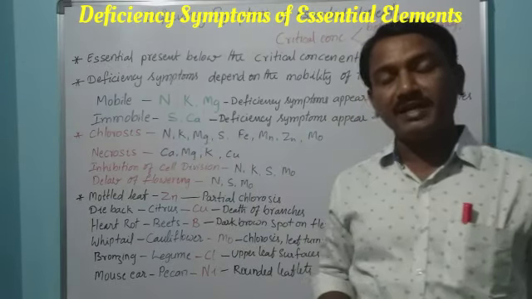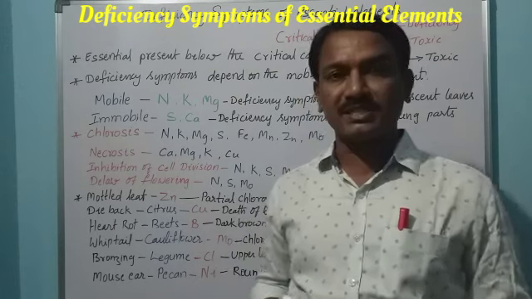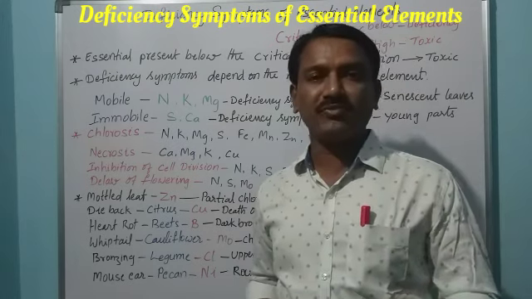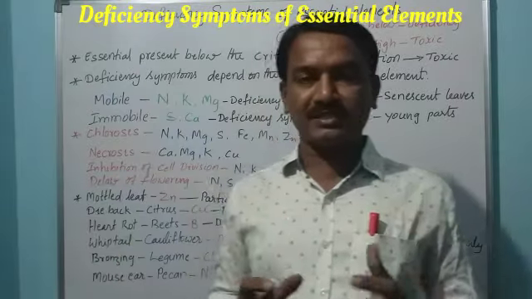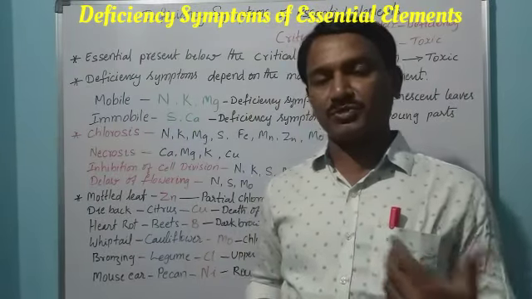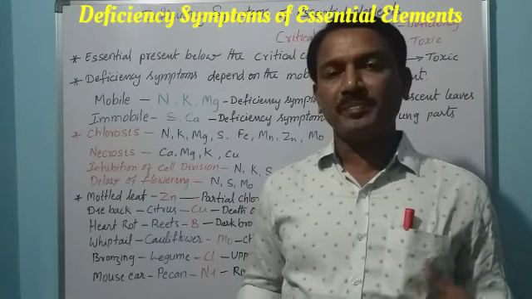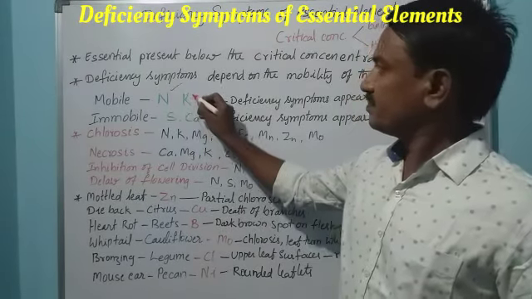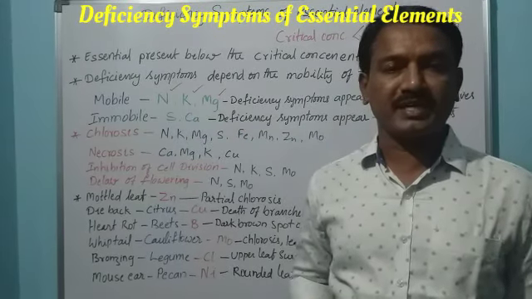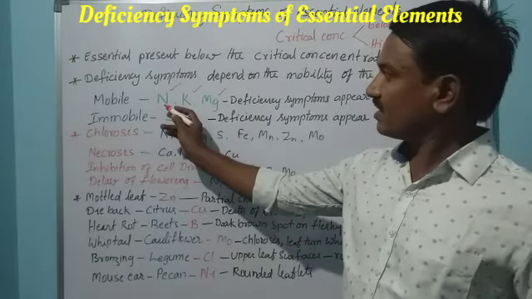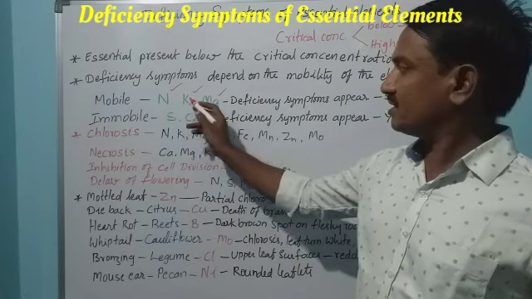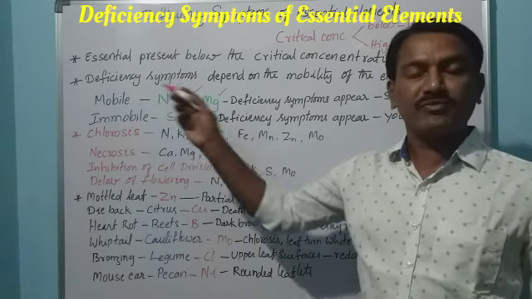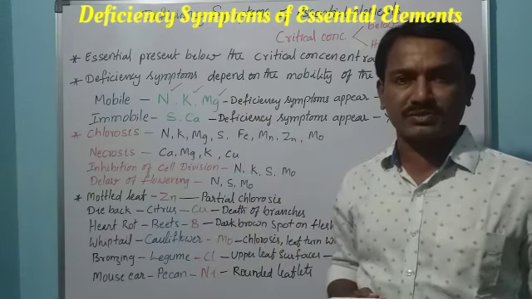Deficiency symptoms depend on the mobility of the essential element. Among essential elements, some are mobile and some are immobile. The mobile elements are nitrogen, potassium, and magnesium. These three are mobile essential elements, and they move from senescent organs to younger tissues.